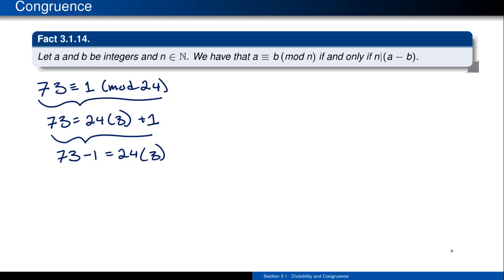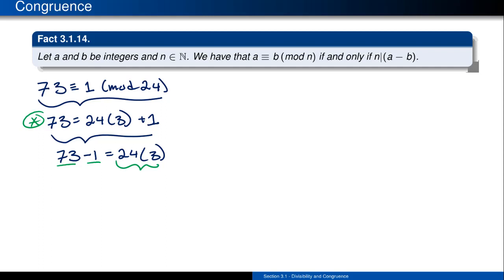So I can write down 73 as 24 times 3, plus 1. It's the idea that I can break off 3 different 24s, and I have this extra little remainder of 1. Well, I can take this expression and subtract a 1 from both sides. Why I'd like to do that is I can see that I have 73 minus 1 on the left-hand side, and on the other side, that's exactly a nice integer multiple of that 24.